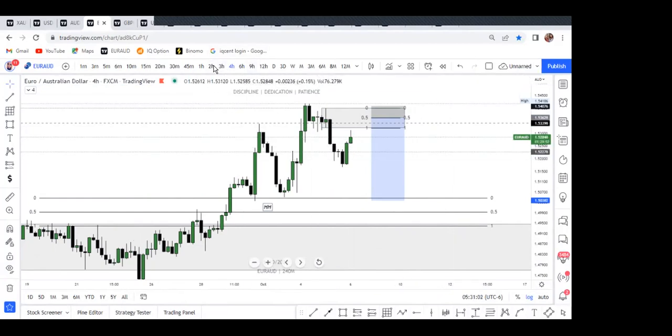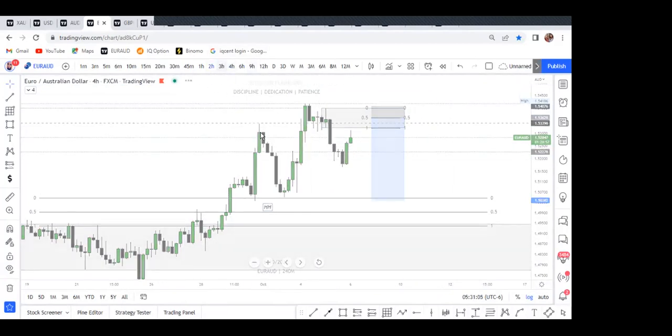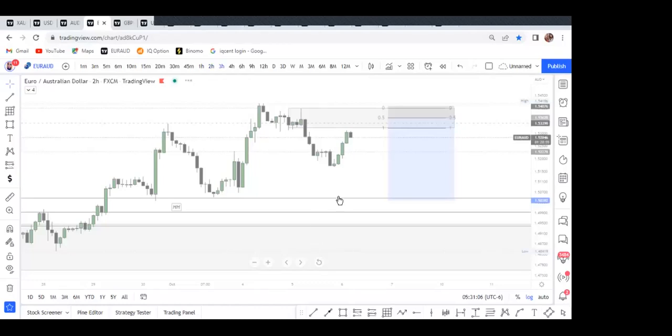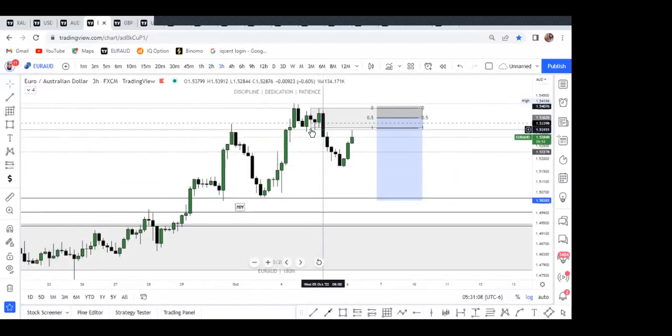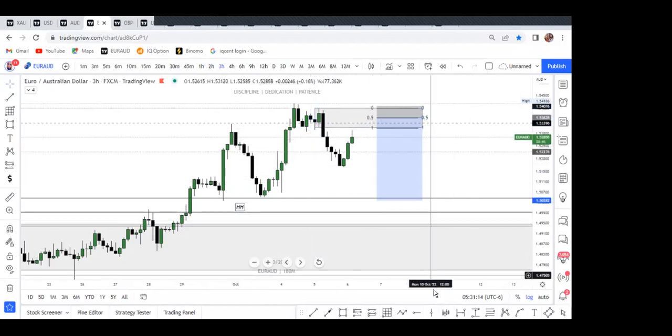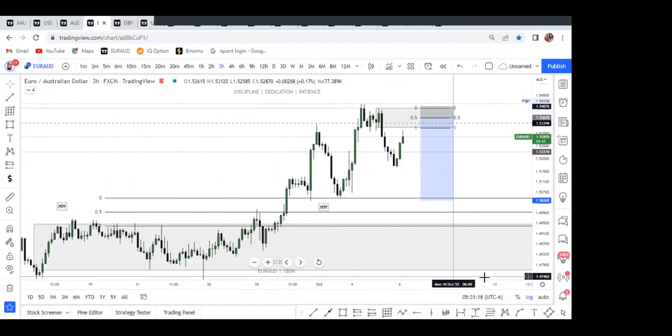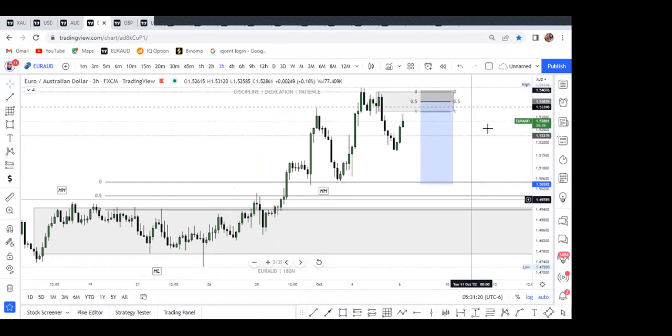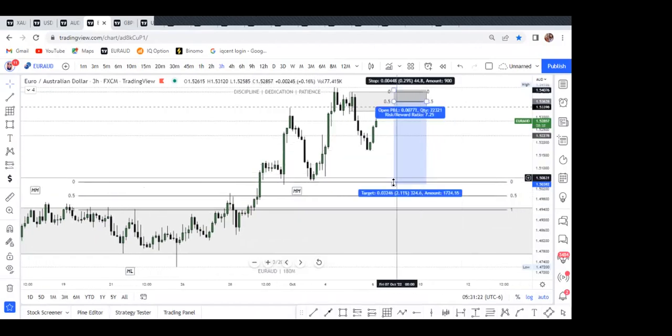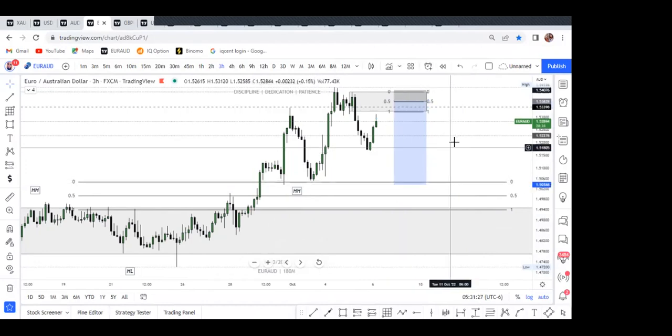So let me look at the 3 hour. Sometimes I like using the 3 hour. So on the 3 hour, we have a clean order block right here. Now, why am I using this order block? The daily high was swept. The buy side liquidity was taken out. So they might want to trade to the sell side of liquidity if they give you that entry.